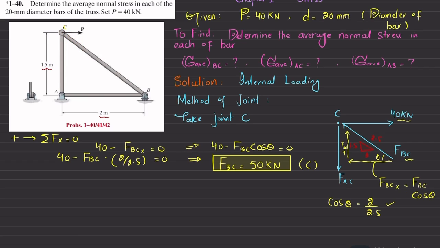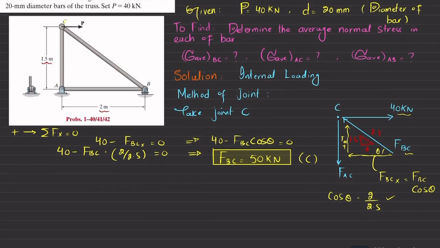Now we'll find the second force by using the equation of equilibrium that the sum of all forces along the y direction must be equal to 0, and upward force is taken as positive. So one force which is downward is minus FAC, and the other force is plus FBC y component, equal to 0. So minus FAC plus FBC y, which is FBC into sine theta, is equal to 0.